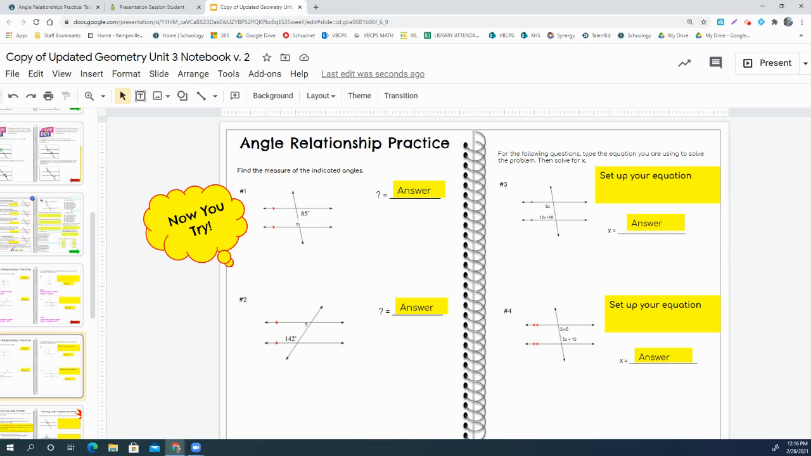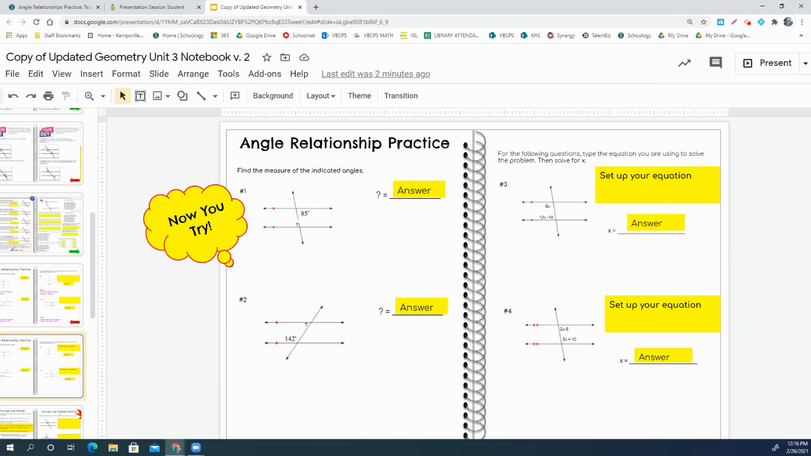Okay, absolutely. So we can go vertical and then corresponding, or we can just do alternate interior. Either way, right? But if this is acute and it is just barely acute, then this question mark down here is also going to be 85, and you can for sure do vertical and then corresponding or alternate interior. What about number 2? What's the answer to that one?